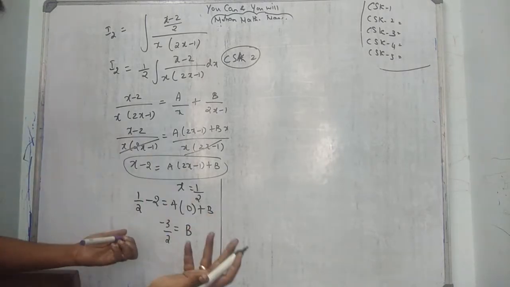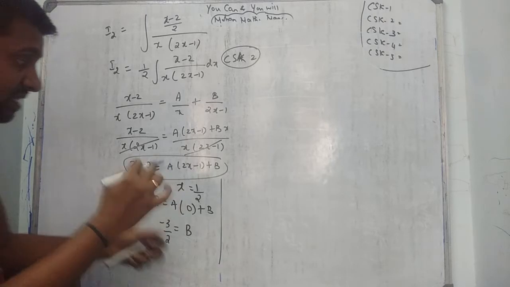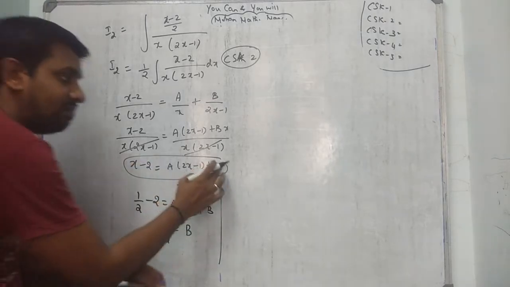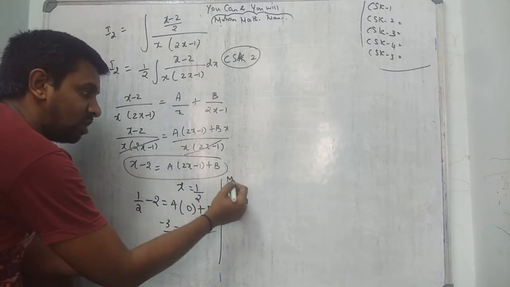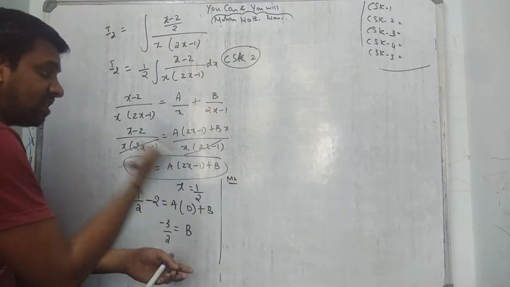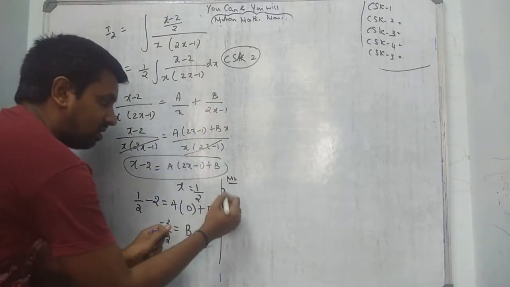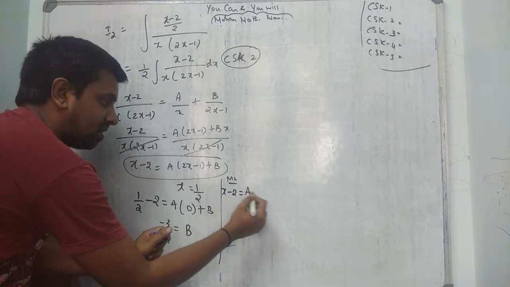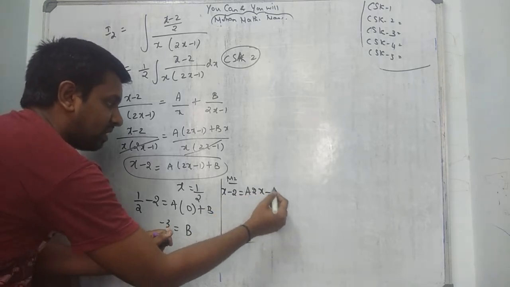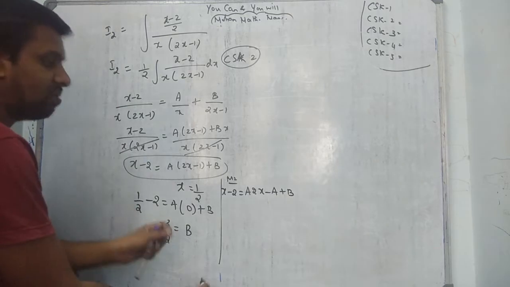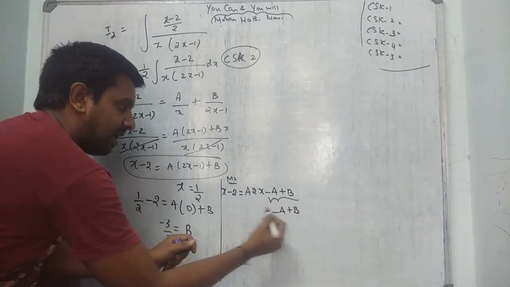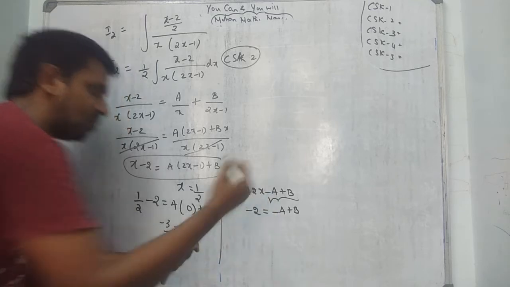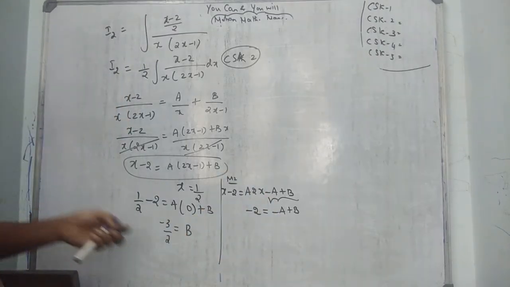Next, to find the a value, x is 0 does not work here. How to find the a value now? Here you have to use method 2. See here, there is no x, there is no other go. You have to use method 2. Method 2 means equate the constants. So multiply x minus 2 out: 2ax minus a plus b. The constant on the right side is minus a plus b, and the left side constant is minus 2.